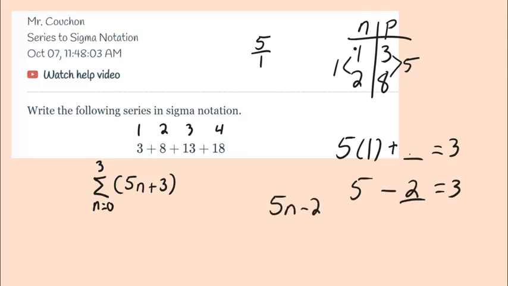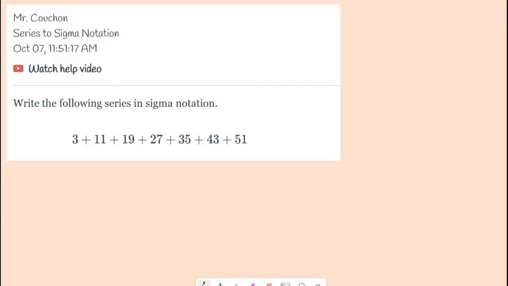So alternately, you could have n equals 1. We're starting at 1. Sigma up to 4. And that would be 5n minus 2. So either of those two would work. Okay, here's one I'd like you to try on your own. When you're done, hit pause. And challenge yourself to get 2 different answers for this.